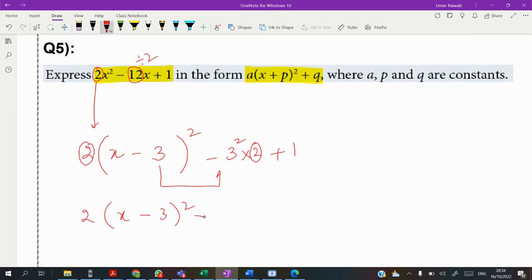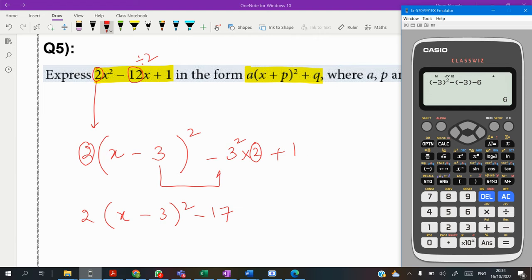Those students who have this calculator, which I'm going to show you right now, the ClassWiz calculator, can also write the completing the square form directly by using the calculator. Go to the equation mode, then polynomial. Coefficient of x squared is 2, enter. Coefficient of x is negative 12, enter. And constant is 1, enter.